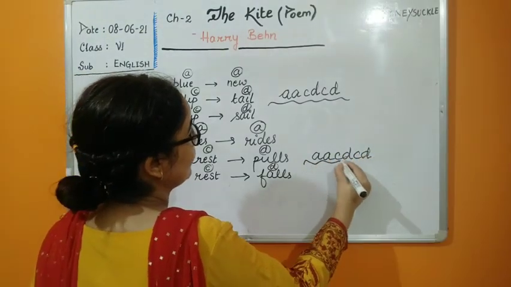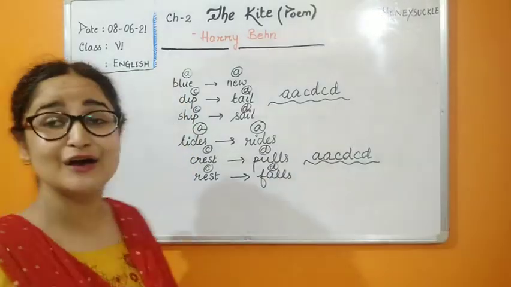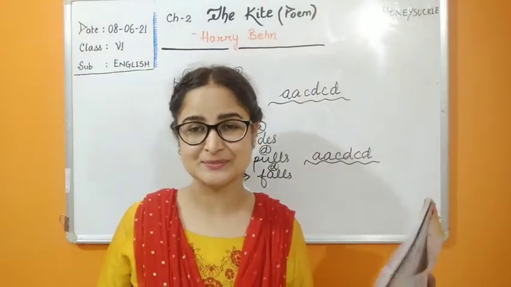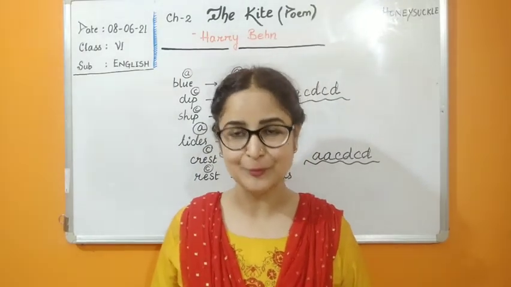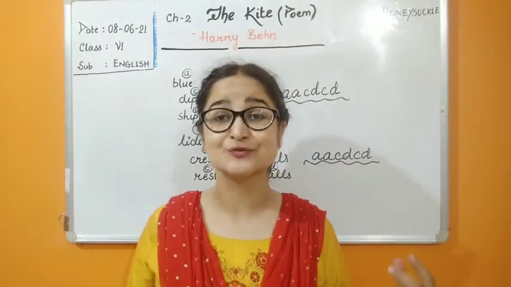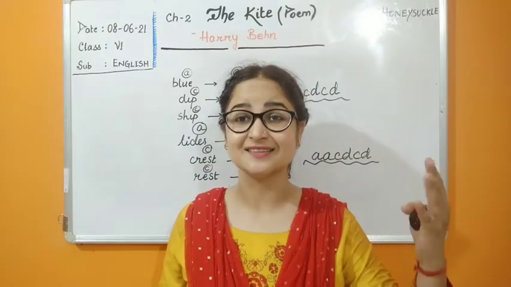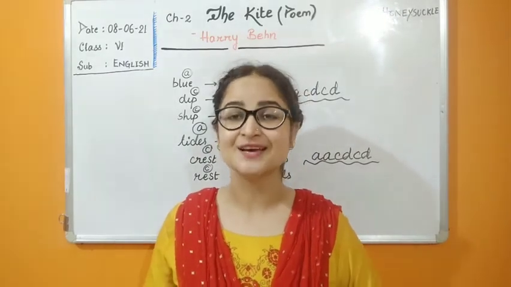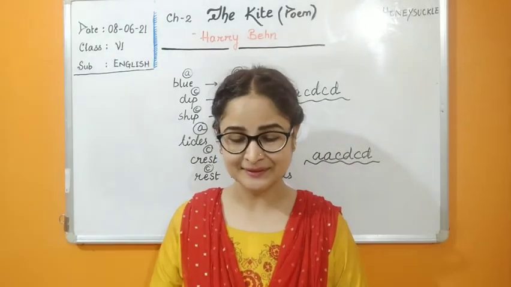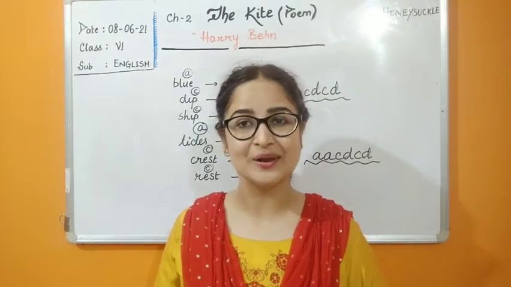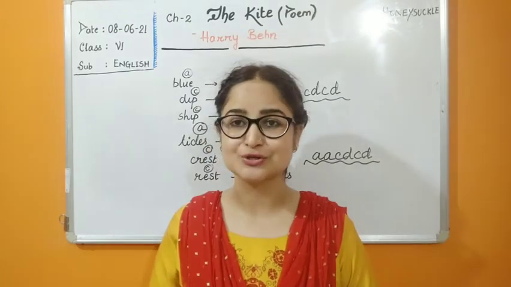So I have explained the first 12 lines of the poem. Your task is to find out the rhyming pattern in the next 12 lines. So this will be your assignment, this will be your homework. So this was all about the rhyming pattern I wanted to discuss.